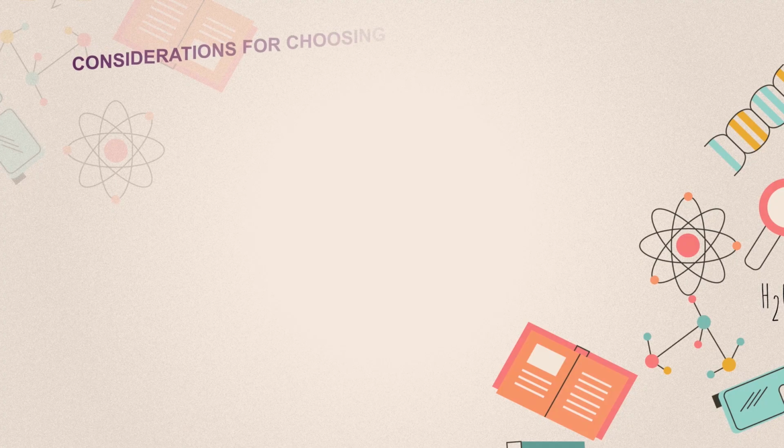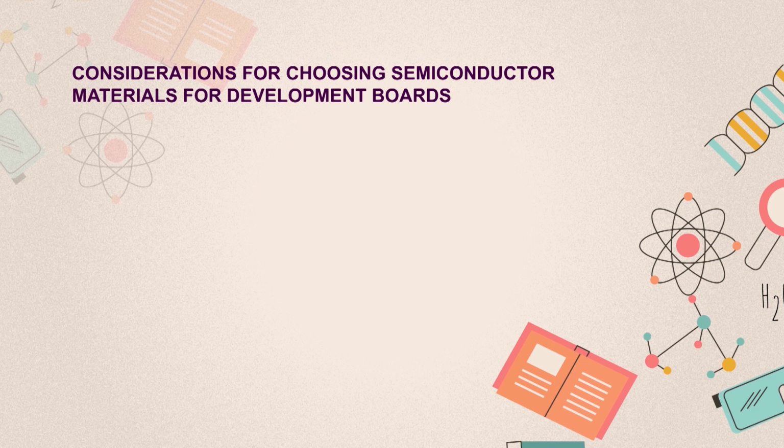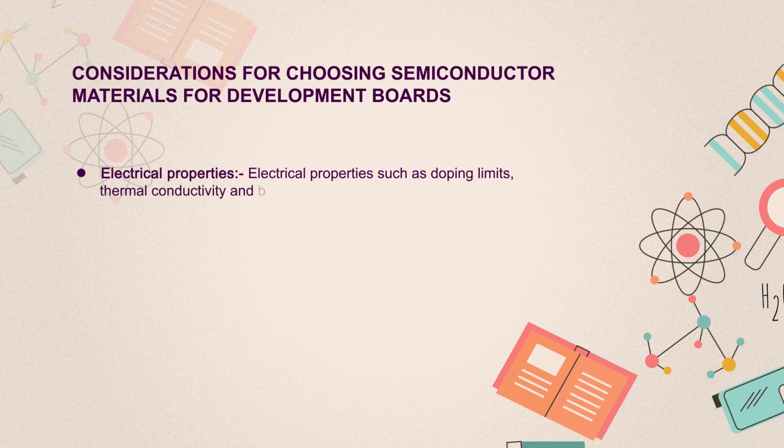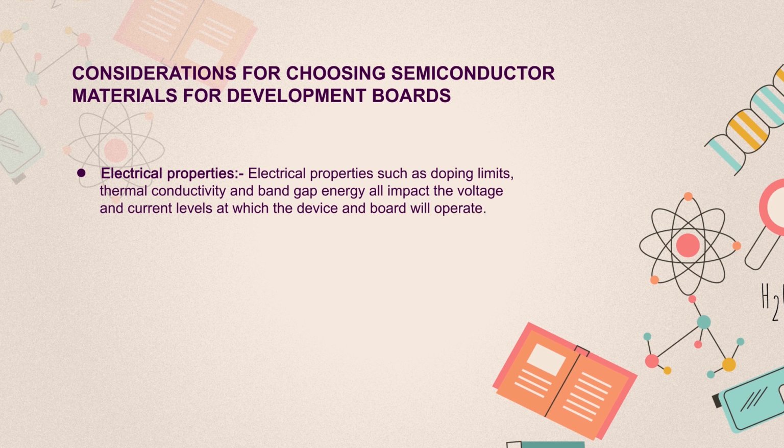Now what all things should be considered for selecting semiconductor? The considerations for choosing semiconductor materials for development boards are: first is electrical properties. The electrical properties such as doping limits, thermal conductivity and band gap energy all impact the voltage and current levels at which the device and board will operate. So the first consideration should be of the electrical properties.